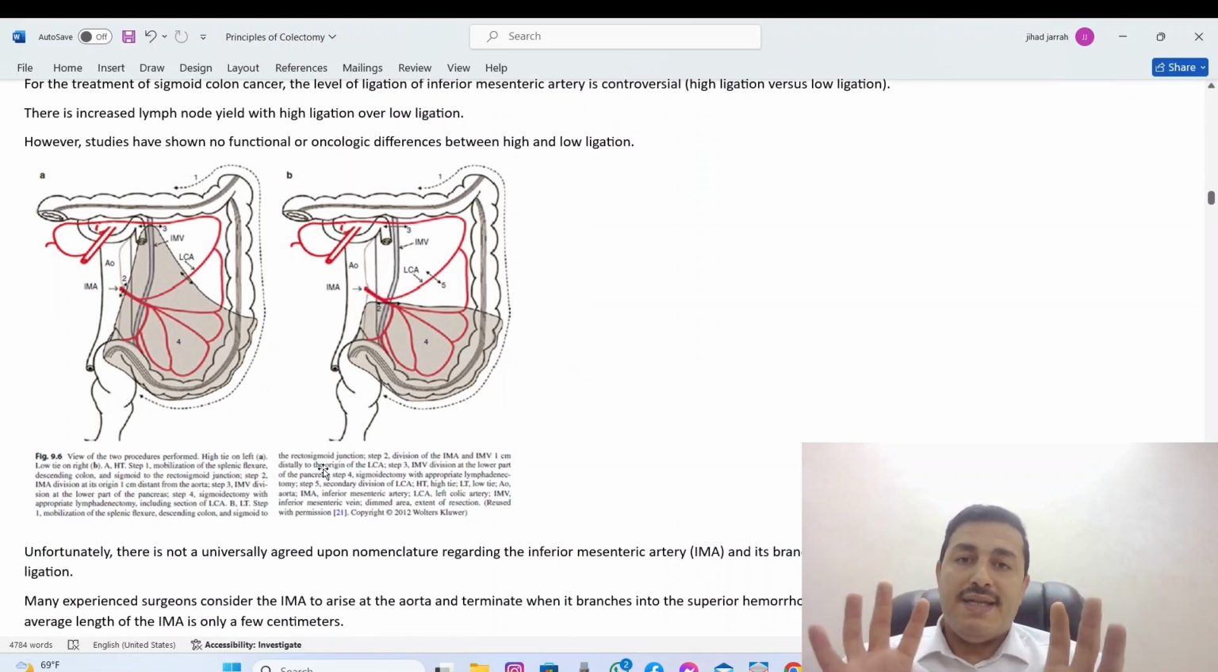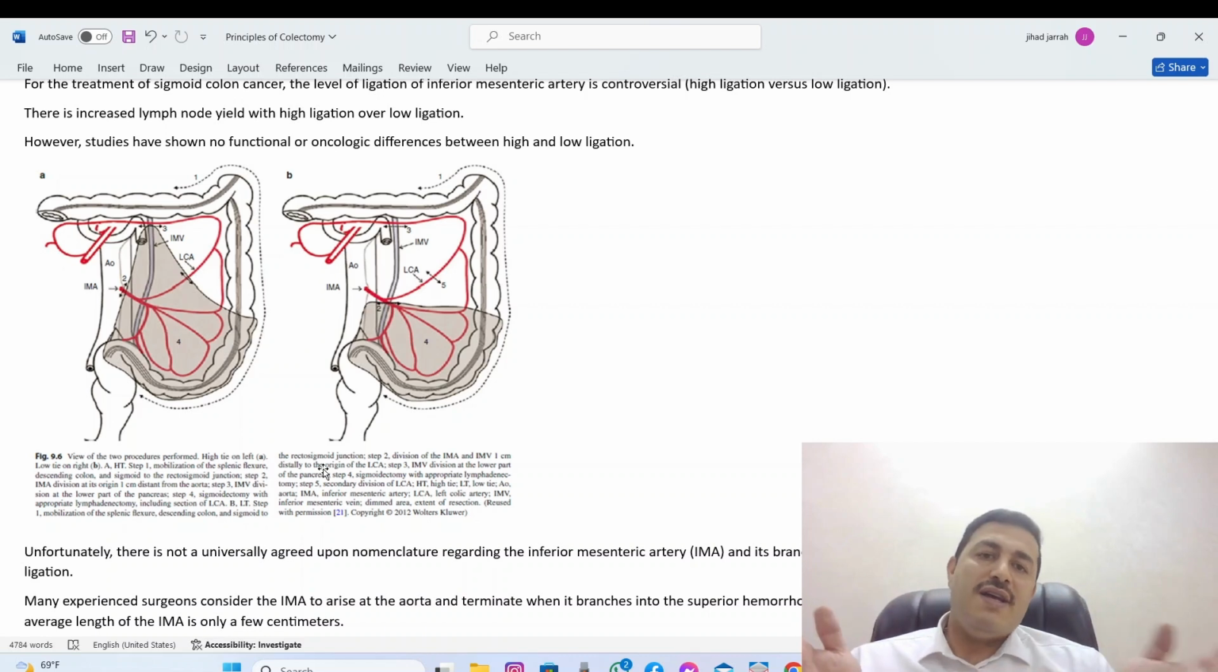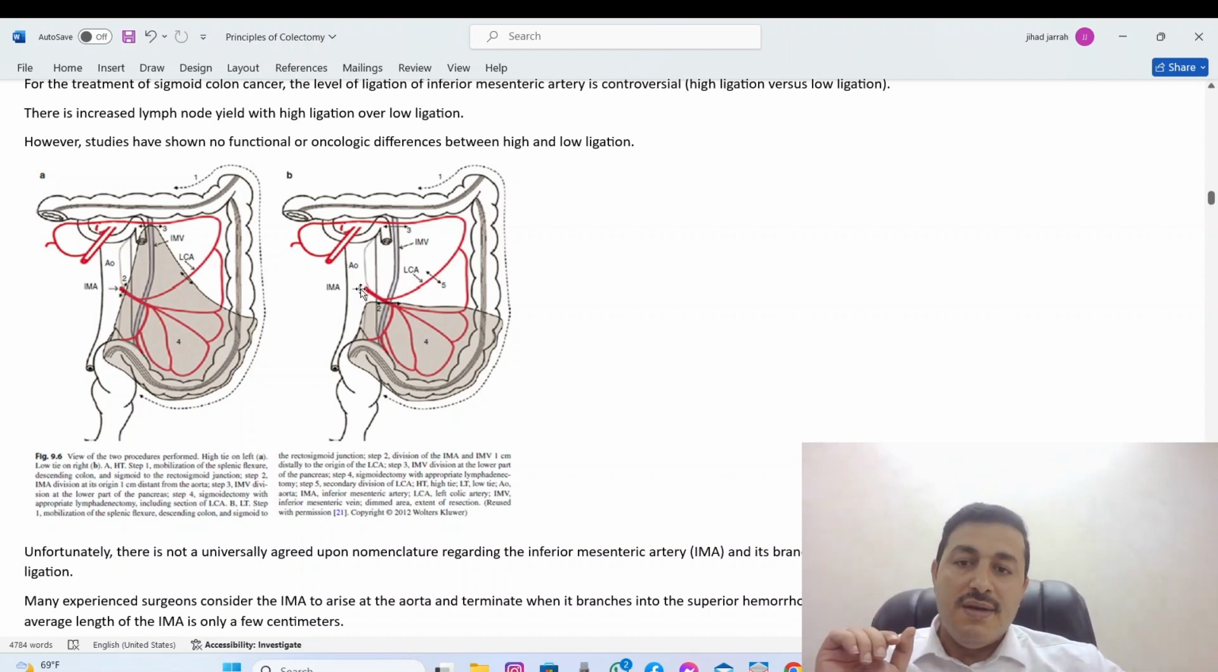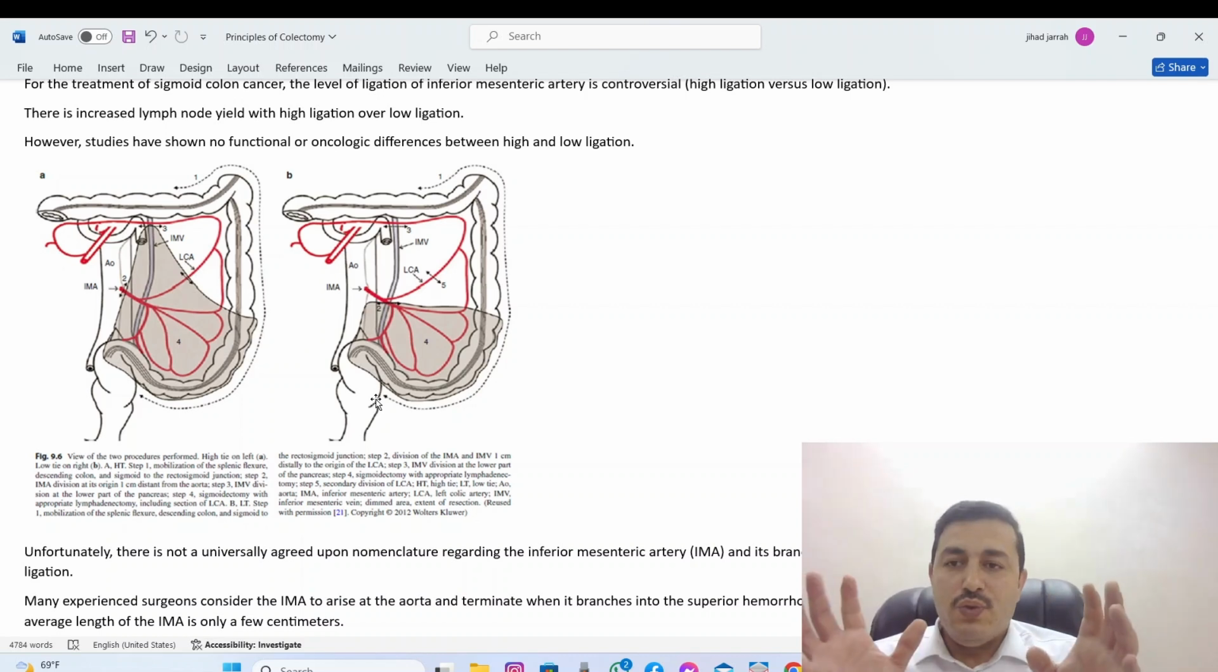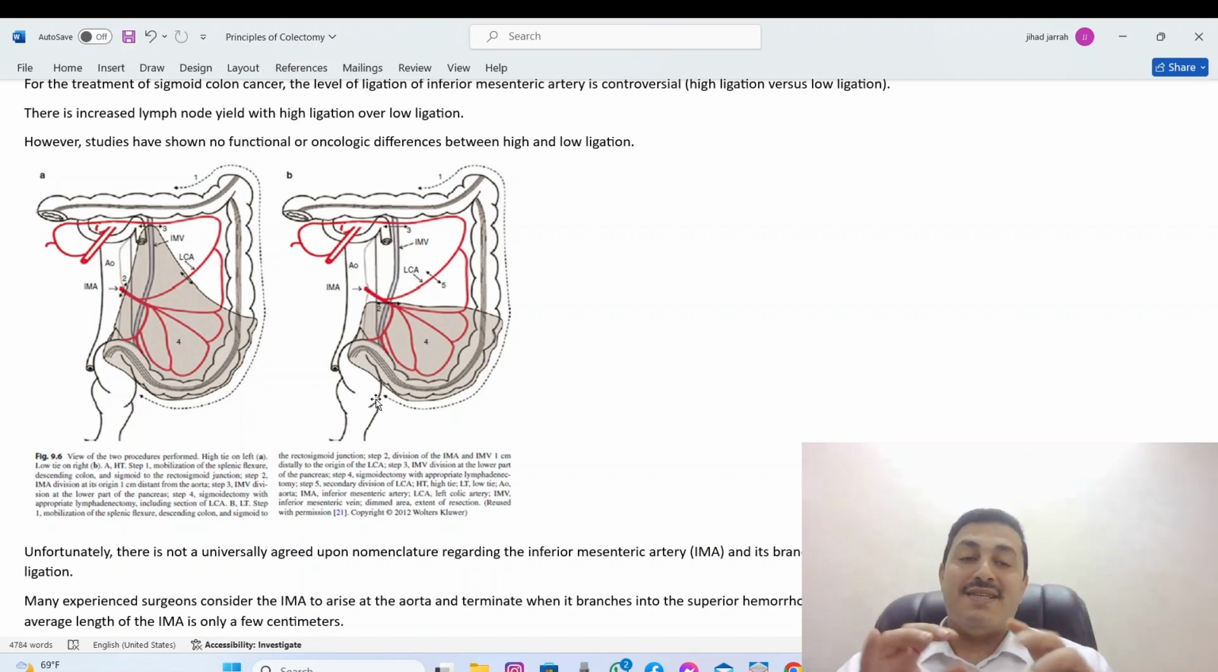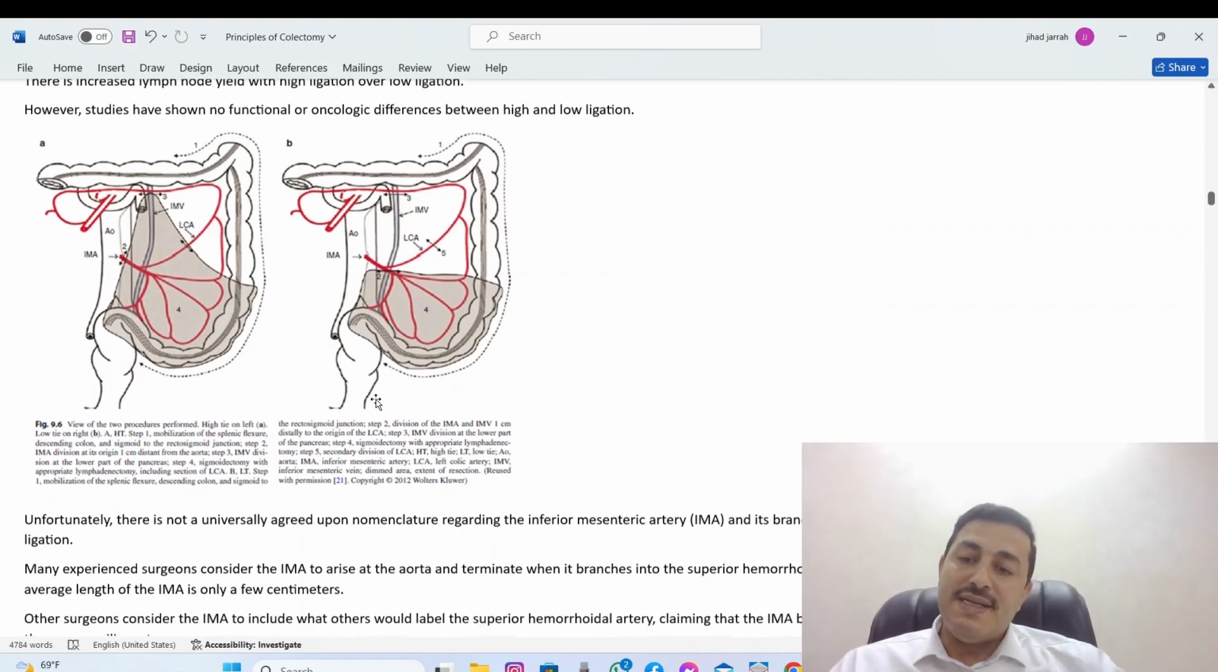Some say the debate about the sigmoid, whether to proceed with high ligation or low ligation, is because of our terminology. What do we mean by inferior mesenteric artery? Some say the inferior mesenteric artery is only this segment before giving off the left colic and the sigmoidal arteries. And some say no, the inferior mesenteric artery is the whole artery until it comes over the iliac and continues as the superior hemorrhoidal artery. I don't want to disturb you. What we need from this topic is 5 centimeters proximal, 5 centimeters distal, and high ligation of the vessel.